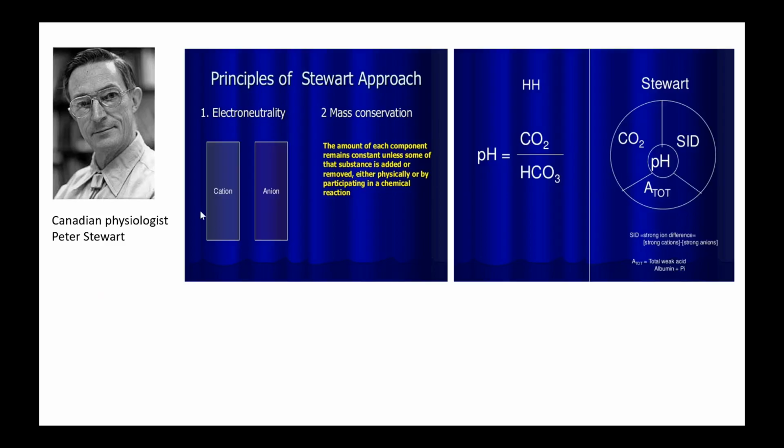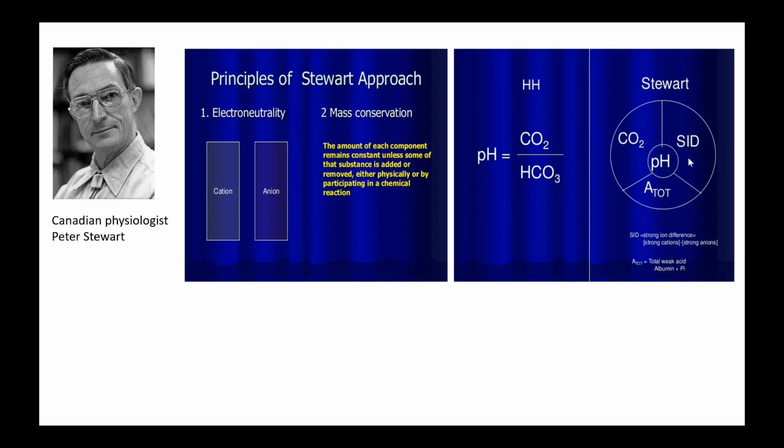Lastly, before we close, the Stewart approach. That is another method of analyzing acid-base. Earlier one was called Henderson-Hasselbalch, where they took only the carbon dioxide and bicarb into consideration, whereas Stewart said electroneutrality and mass conservation are the two principles upon which it is based, and that is where your cation, anion, gap, everything comes in.